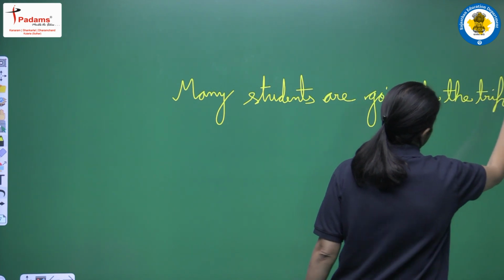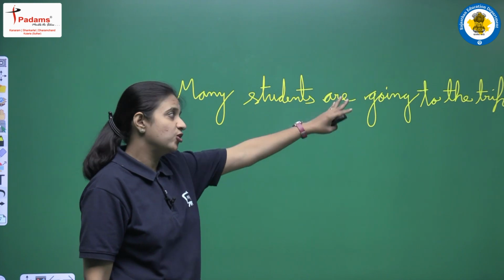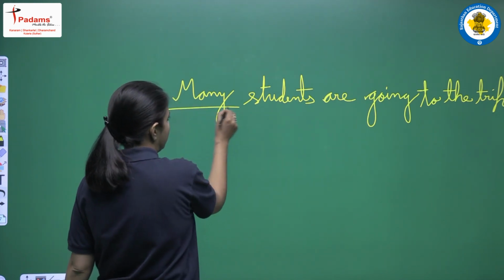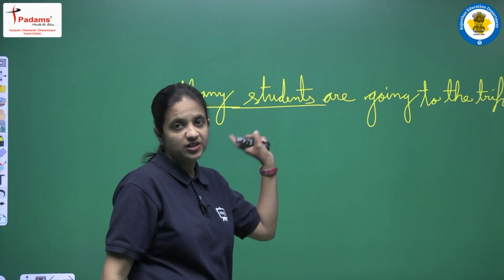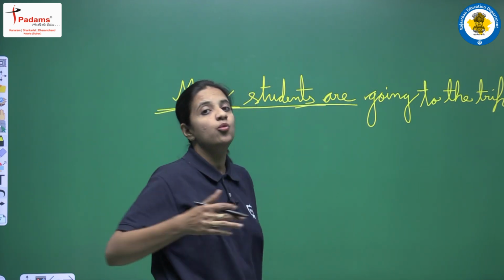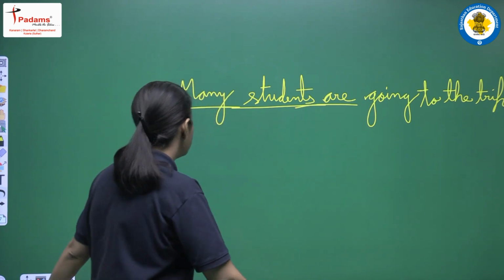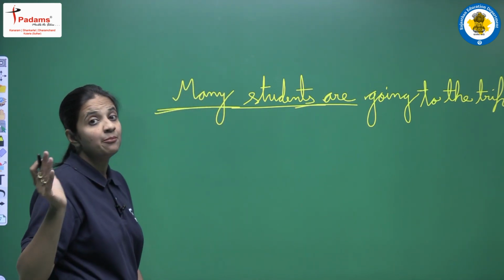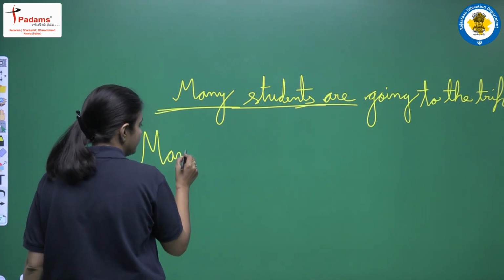Okay. So we have this sentence: many students are going to a trip. We have many, and after many we have a plural noun, students, and we have a plural verb also, are, right? This is the structure. Now we are writing the same sentence using many a. So now observe the structure very carefully.